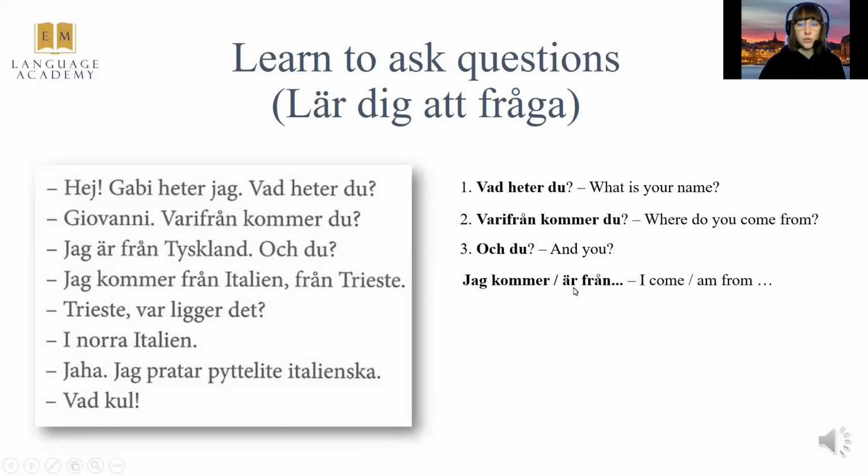Notice how we can use two verbs in order to say that I come from and then mention the name of the place, right? So the direct translation of the word kommer is come. Jag kommer från, I come from, and you might as well use the simple verb är. Jag är från, I am from. There is no difference.